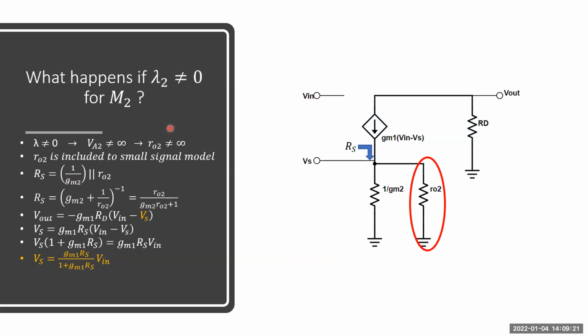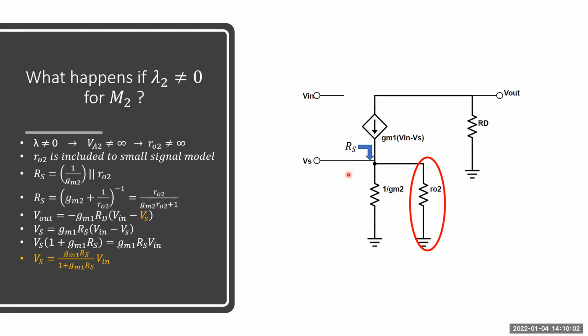What happens if lambda of the M2 transistor is not equal to 0? Lambda is not 0. It means that the early voltage is not infinite, then the output resistance is not infinite as well. Therefore, ro2 must be included in the small signal model like that. Now, what is the equivalent RS for that case? RS equals 1 over gm2 in parallel with ro2. We can write it as ro2 divided by (gm2 times ro2 plus 1).